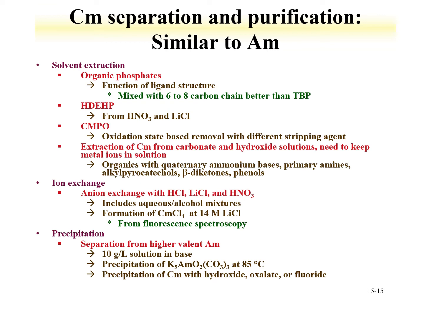And then precipitations, particularly for americium, can be used by precipitating out the americium 5 carbonate species. And then any sort of purification based upon precipitation of curium can be done with hydroxide, oxalates, or fluoride, similar to the conditions that were described for trivalent americium.